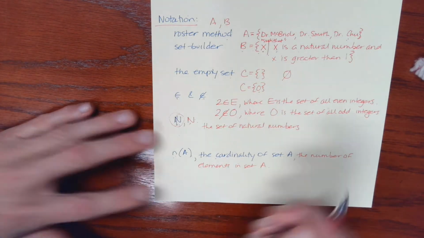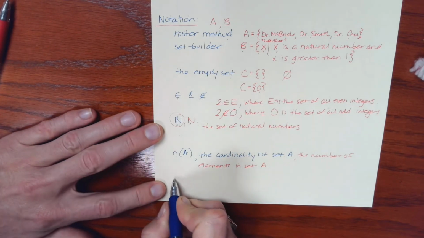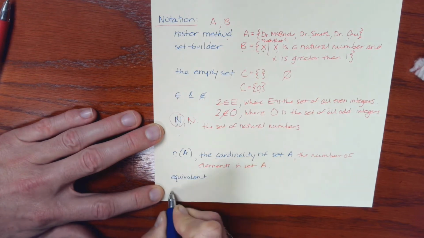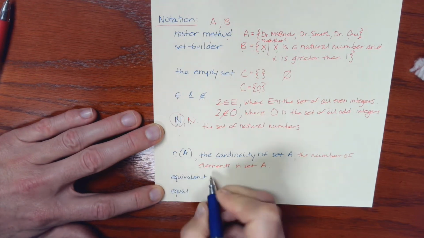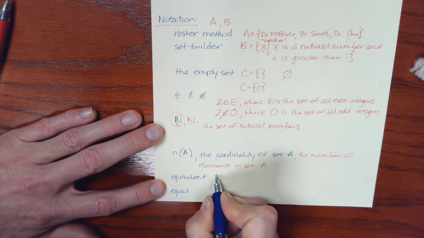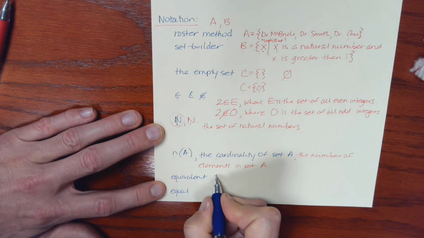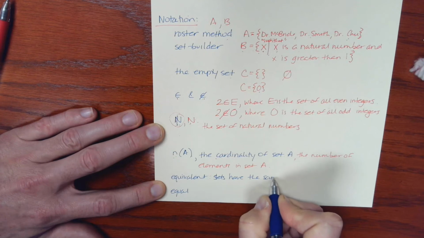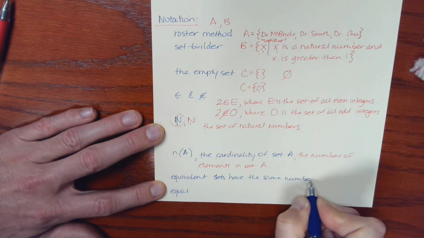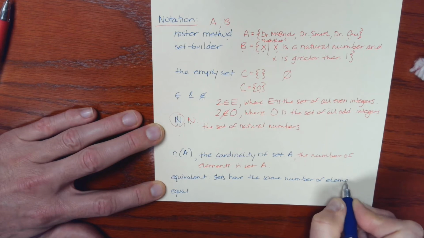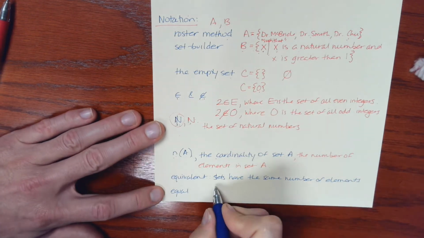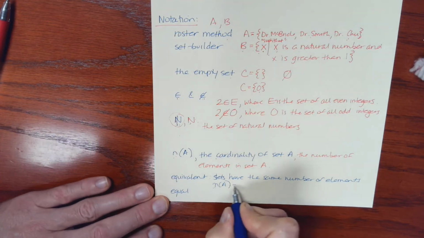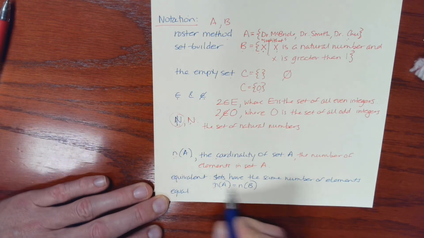All right, and lastly, I want to distinguish between what it means to say that two sets are equivalent and when they are equal. So equivalent means two, or it could be two or more, sets have the same number of elements. So if we're talking about sets A and B, I could say n of A, so that's the number of elements in A, equals n of B. In that case, A and B are equivalent.